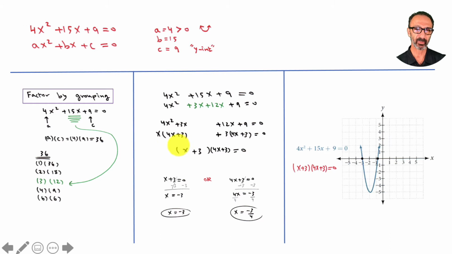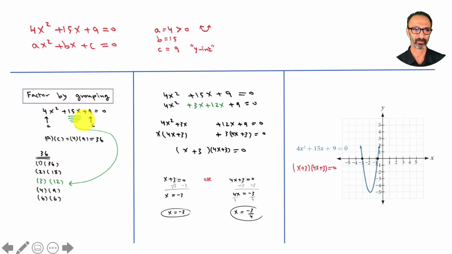This one is by grouping, it's not regular factoring, because I started with a equals 4. It's not 1. When it's not 1, there are methods of factoring. One of them is called factor by grouping. We had it in a previous video, but it doesn't hurt to see it in detail right here.